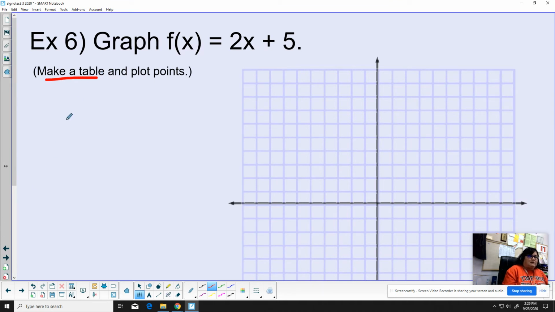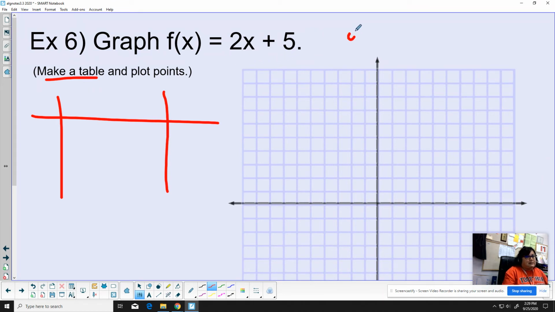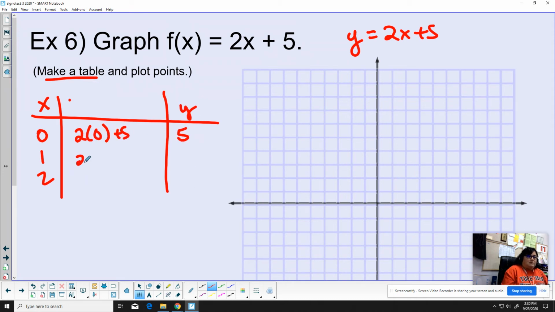All right, so we're going to make a table. We did this a little bit in 3-2, so this shouldn't be too terribly new. f of x equals 2x plus 5 is the exact same as y equals 2x plus 5. For my domain, or my x, I'm just going to use 0, 1, and 2 because it makes for easy math. So 2 times 0 plus 5 is 5 for y. 2 times 1 plus 5 is 7 for y. And 2 times 2 plus 5 is 9 for y.